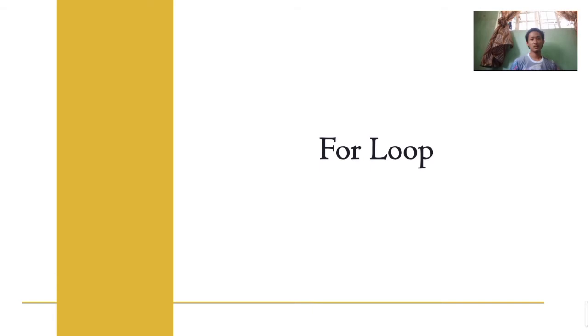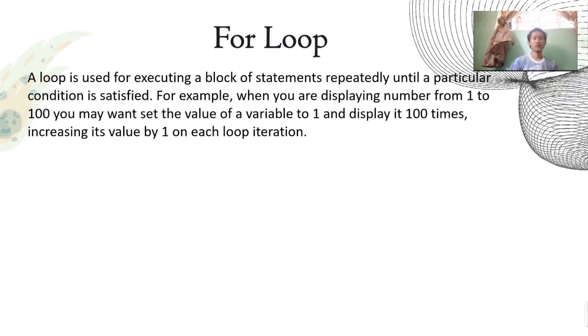The second topic that I will discuss is the for loop. A loop is used for executing a block of statements repeatedly until a particular condition is satisfied. For example, when you are displaying numbers from 1 to 100, you may want to set the value of a variable to 1 and display it 100 times, increasing its value by 1 on each loop iteration.